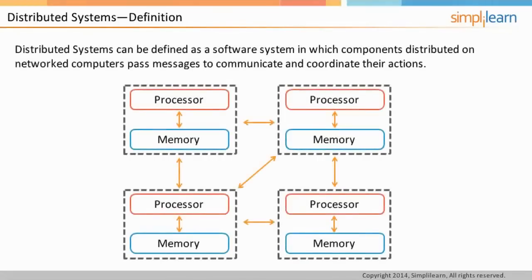Distributed systems can be defined as a software system in which components distributed on network computers pass messages to communicate and coordinate their actions. Servers, personal computers, workstations, etc. can be part of a distributed system. The goal is to make distributed network components work as a single computer. In the next screen, we will look at the different types of distributed systems.